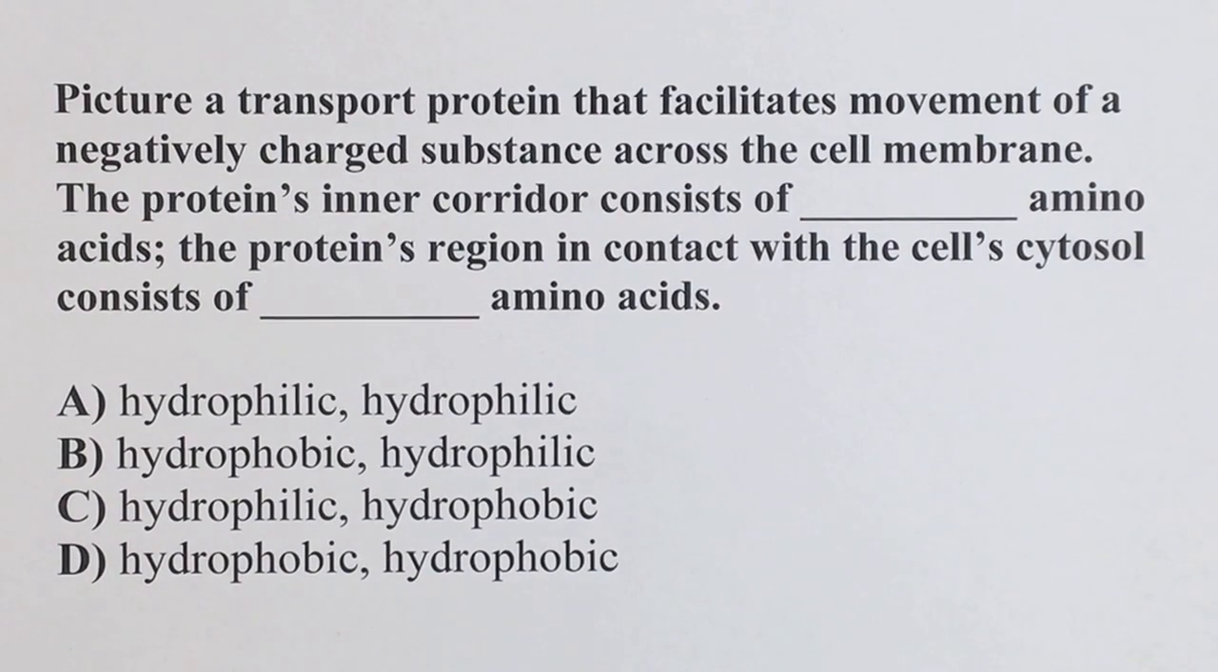This question is asking us to fill in some blanks. It says, picture a transport protein that facilitates movement of a negatively charged substance across the cell membrane. The protein's inner corridor consists of blank amino acids. The protein's region in contact with the cell's cytosol consists of blank amino acids. And our answer options are a combination of hydrophobic and hydrophilic.